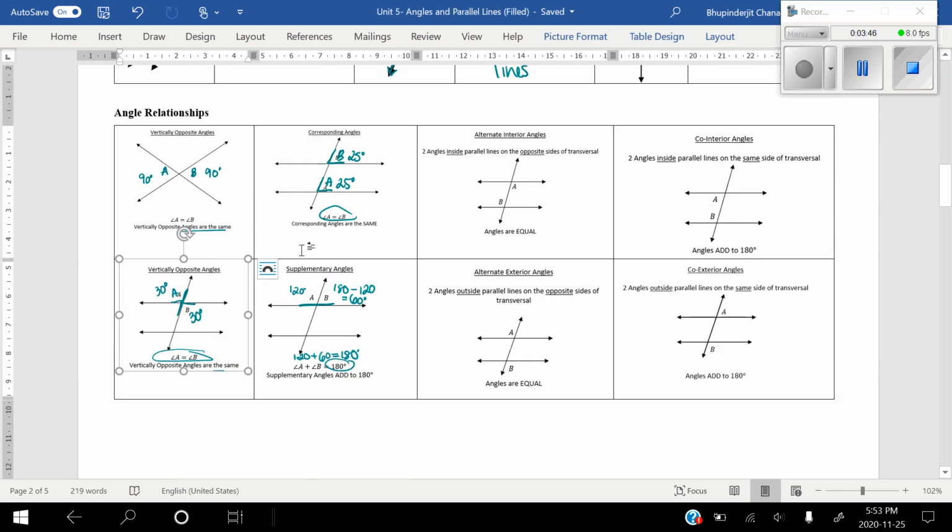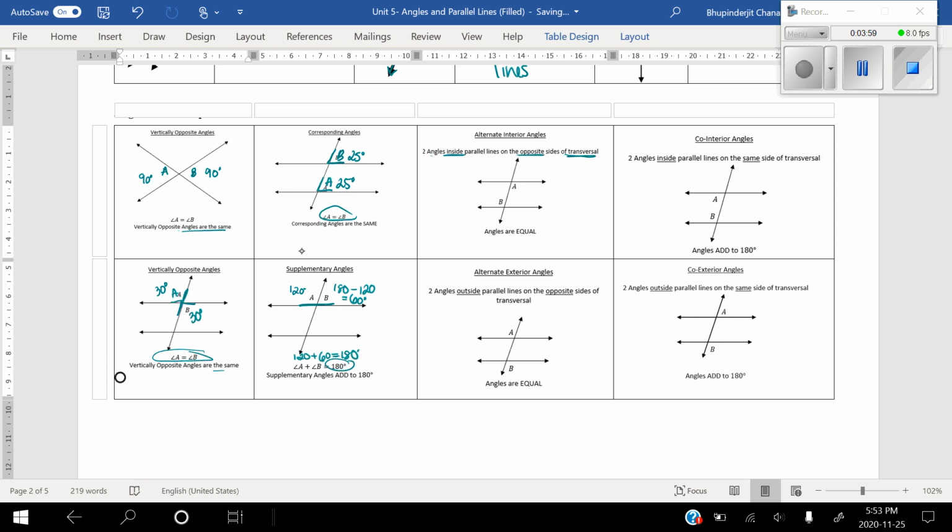Alternate interior angles. So when we're talking about interior, it's two angles inside parallel lines that are on opposite sides of the transversal. Remember, transversal is this line here that is crossing both the parallel lines. So this is A and B would be equal. So if this was 75 degrees, then this would be 75 degrees.